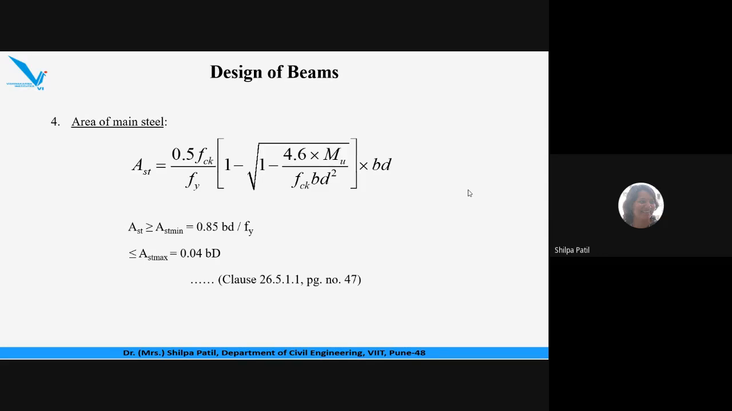Here also, when you put in all these values, you need to solve the entire equation. Okay, is it over? And we have to verify the Ast value against the minimum and maximum values specified by IS 456. Have you taken a photograph of the same? Yes, ma'am. Okay.